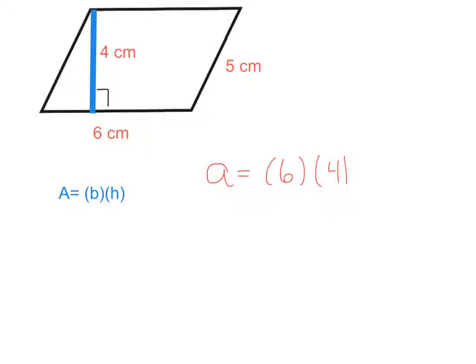The parentheses around the 6 and the 4 represent multiplication. So now we will multiply 6 times 4. And 6 times 4 is 24. So the area of this parallelogram is 24 centimeters squared.